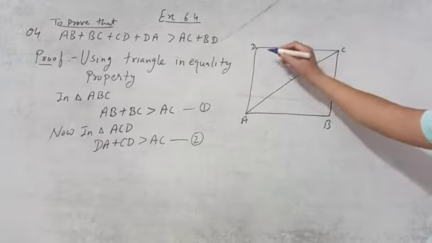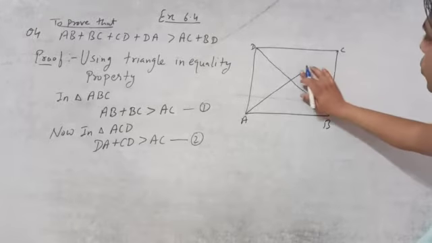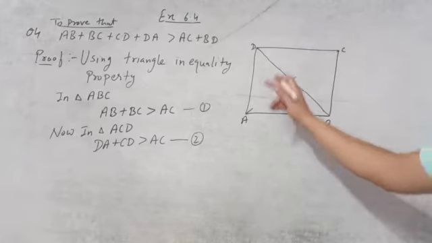Now we have to join this also, BD. So now we will take these two triangles, this one and this one. So we will take BCD.